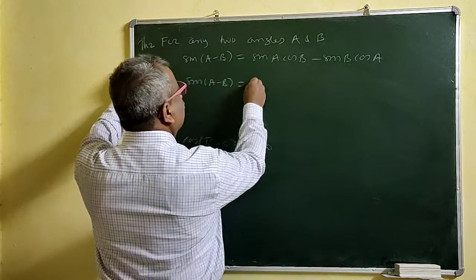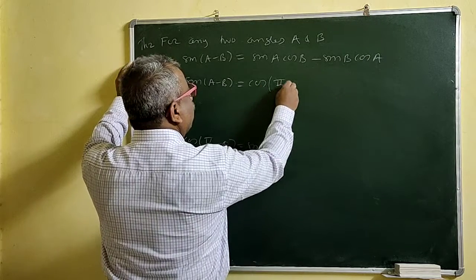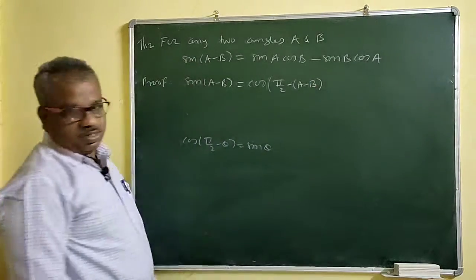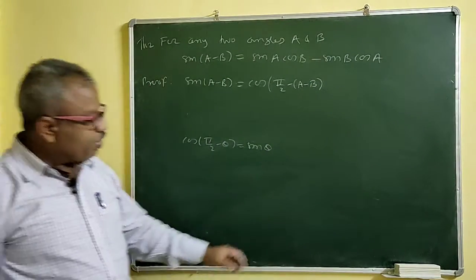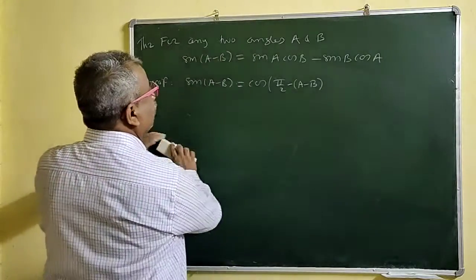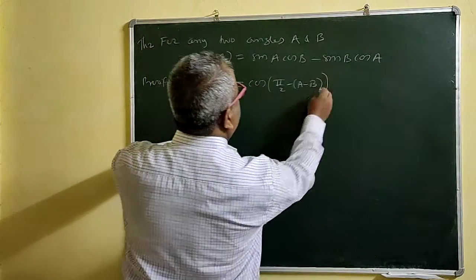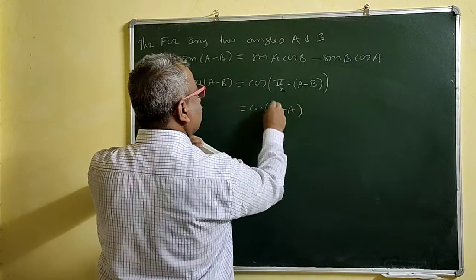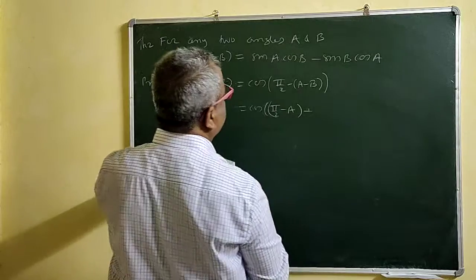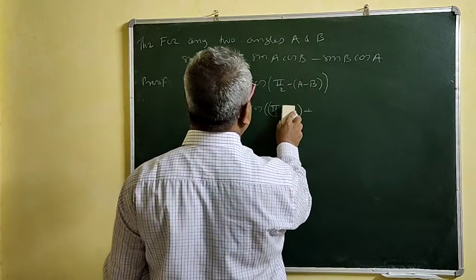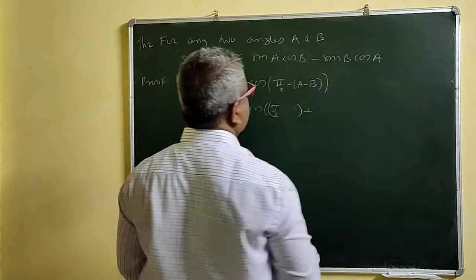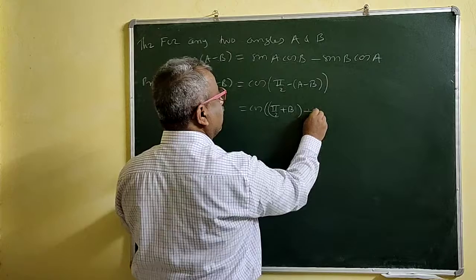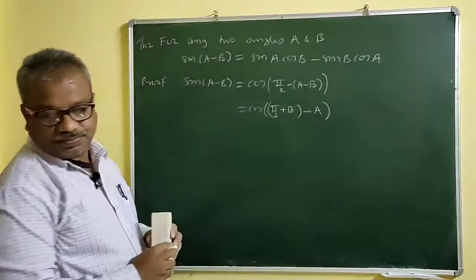So this will be cos of pi by 2 minus (A minus B). How can we write this now? You have to complete this bracket. So cos of (pi by 2 minus A) plus B, because you know the formula for cos A minus B. So we'll write cos of (pi by 2 plus B) minus A now.